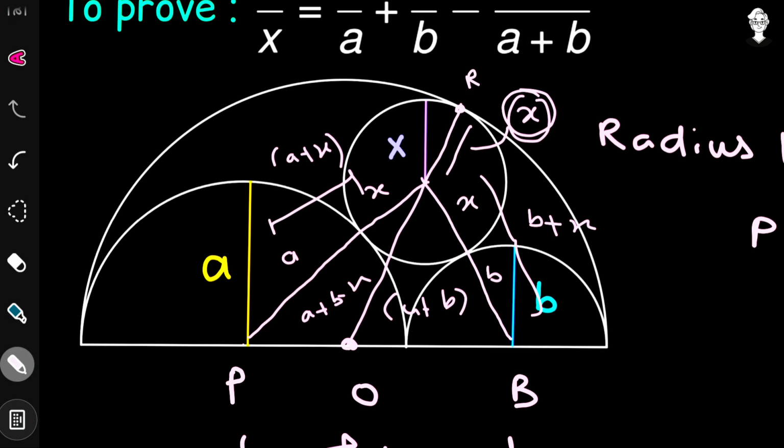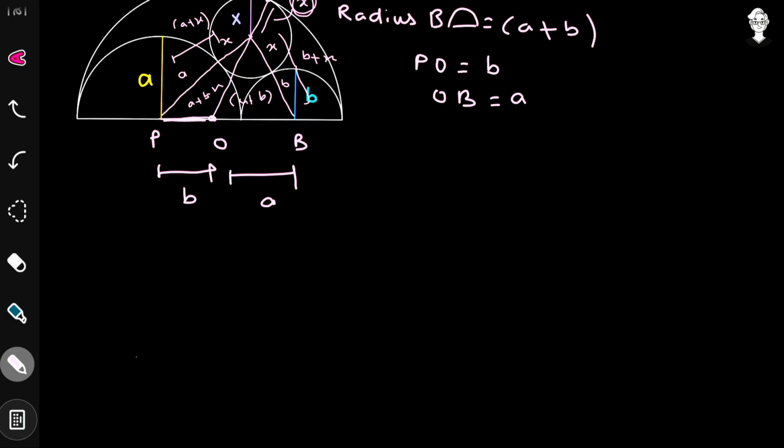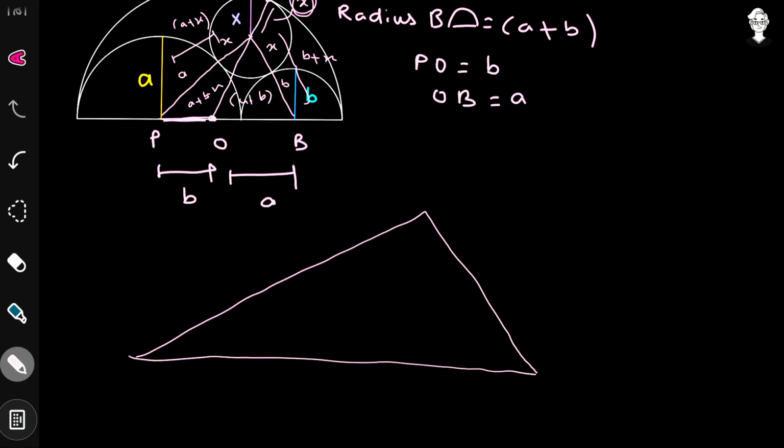So let me redraw this triangle outside this diagram. Here is the complete triangle first of all, like this. Then we have this middle leg like this. This much length is a plus x. This much length is b plus x. This much length is a plus b, the radius of this biggest semicircle, minus the radius of the complete circle, that is a plus b minus x.